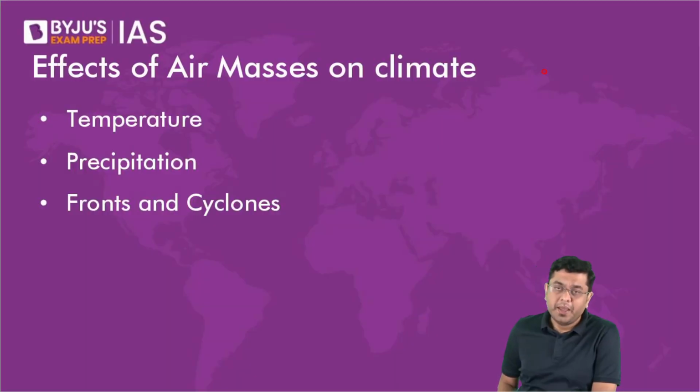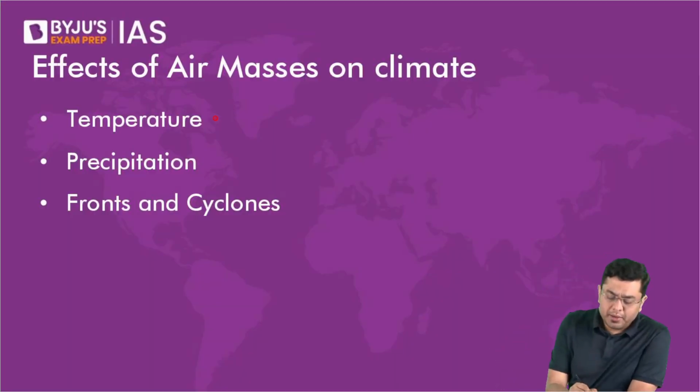So, first of all, they would be influencing the temperature. How? By the advection process, isn't it? So you have a warm air mass creating a warmer condition in a region, and a cold air mass creating a colder condition in a region. So here you will have this due to the process of advection.